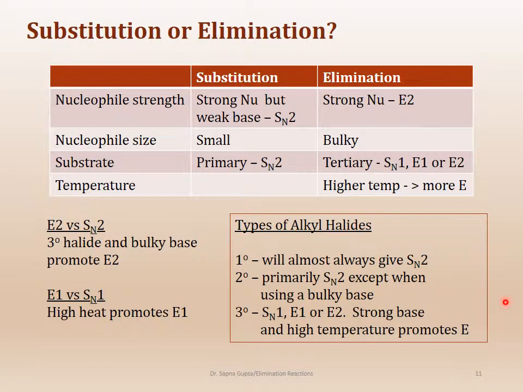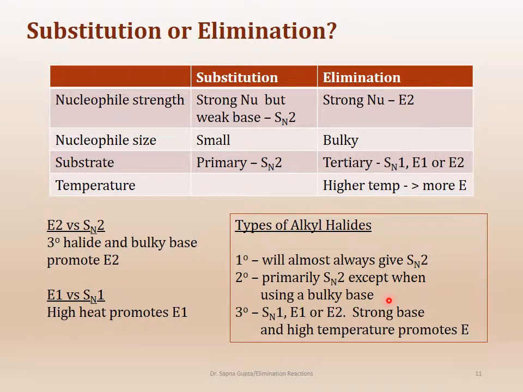Now a little bit about the alkyl halides. If you have a primary halide, you can almost always expect SN2 unless you have a strong base. Don't forget that. If you have a strong base, then you will end up getting E1 also, E2 also. But usually with primary halides, you will end up getting an SN2 reaction. With secondary halides, you will end up getting SN2 reactions most of the time, except when there is a bulky base.